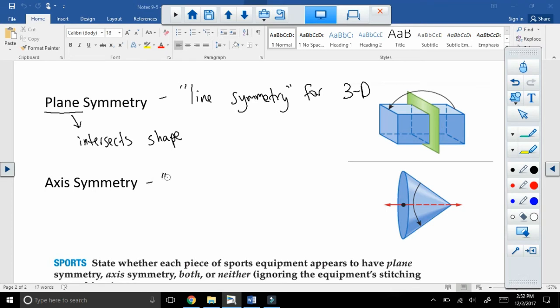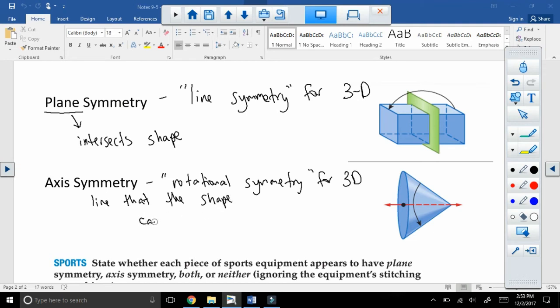Axis symmetry, I kind of think of this as the rotational symmetry, again, but for three-dimensional objects. Axis symmetry would be some sort of line that the shape can turn around. And probably the best example of this would be a lathe that people use to cut wood when you turn table legs or whatever.